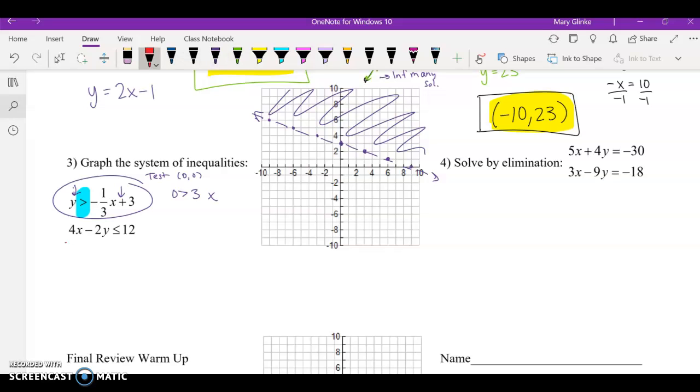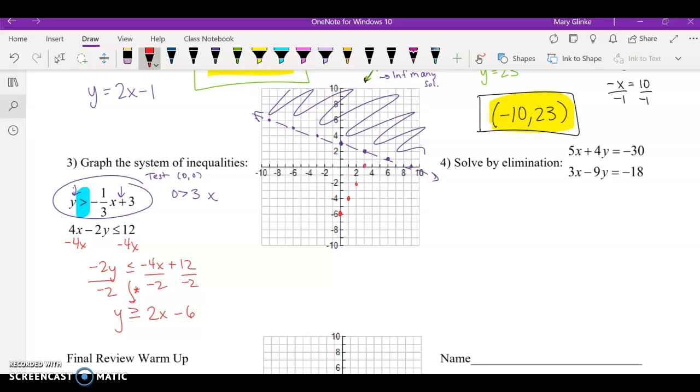For this next one, we're going to graph this, which means we need to put it in slope-intercept form. In order to do so, I'm going to get y by itself, remembering to switch my inequality symbol when I divide by a negative. So I get y is greater than or equal to 2x minus 6.